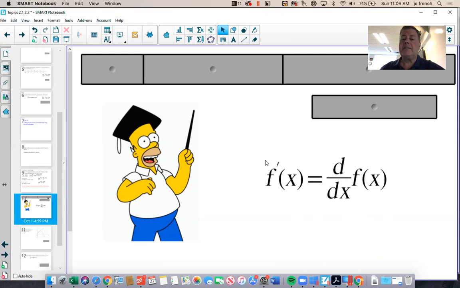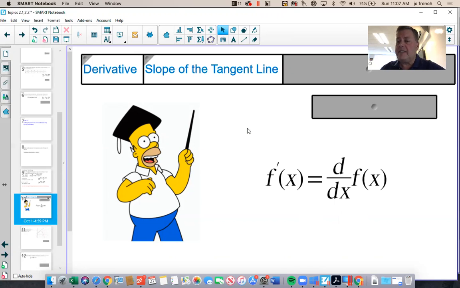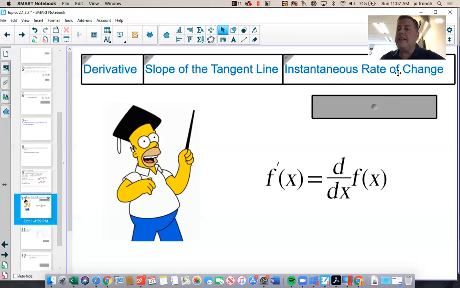These notations refer to the derivative. And the derivative itself is the slope of the tangent line on a curve, and it's also the instantaneous rate of change of the curve at a point. In specific instances, when we're talking about position and how your position is changing, then this derivative can be your instantaneous velocity.